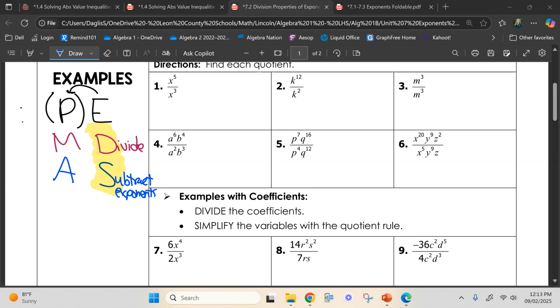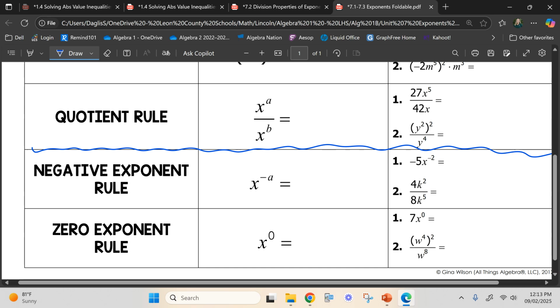So when we multiply, we add our exponents. So what's going to happen when we divide? We are going to subtract our exponents. Okay, so go into our little graphic organizer. So x to the a over x to the b will be x to the power of a minus b. Okay? Yes, order matters, especially with subtraction.